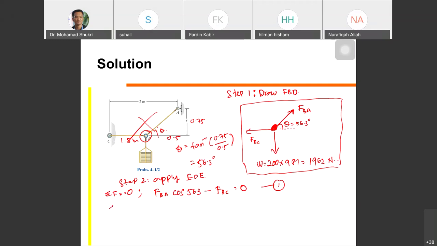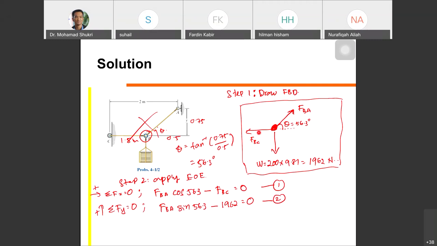Summation of Fy is equal to 0, up is positive, right is positive. So you have FBA sine 56.3 minus 1962 newton equals to 0. This is equation number 2. For FBC, they don't have the y direction because they're only going to the minus x.